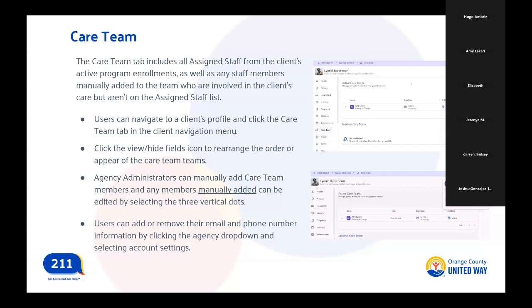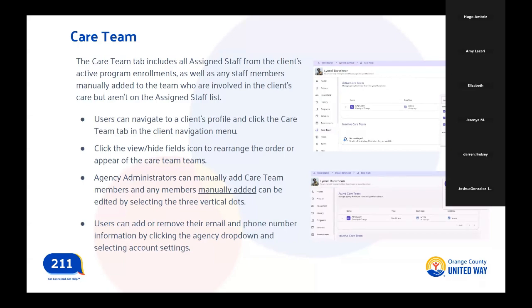The Care Team tab includes all assigned staff from the client's active program enrollments, as well as any staff members manually added to the team who are involved in the client's care but aren't on the assigned staff list when an enrollment is created. Users can find the Care Team information under the Care Team tab of the Client Navigation menu. Click on the View Hide Fields icon to rearrange the order or appearance of the care teams.